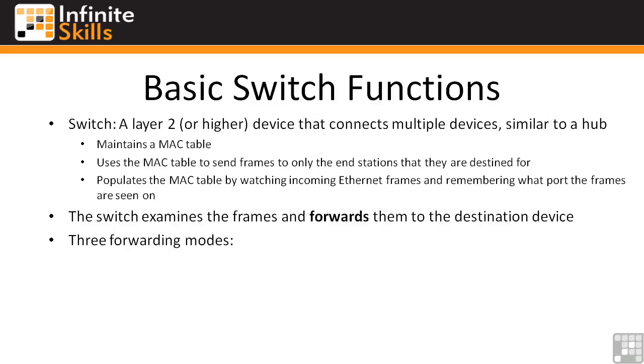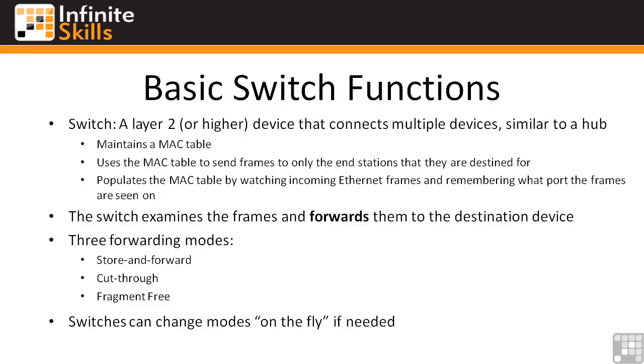Now, there are three basic forwarding modes in any kind of network switch. We have the store and forward, the cut-through, and the fragment-free forwarding modes. And we'll talk about the differences of those here on the next slide. Now, certain switches can change modes on the fly if needed. For example, let's say a switch starts out in store and forward mode, but after a little while it determines, well, I've not seen any errors come through on any of these ports. I'm just going to switch it to cut-through forwarding and speed up the network traffic that's going through the switch.